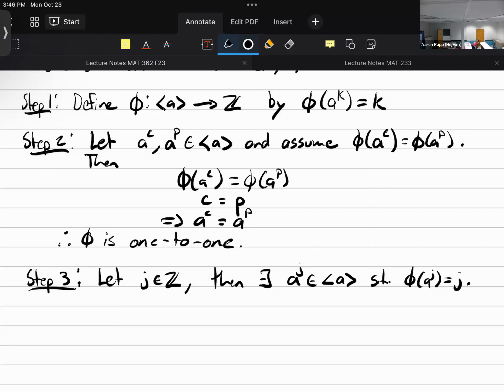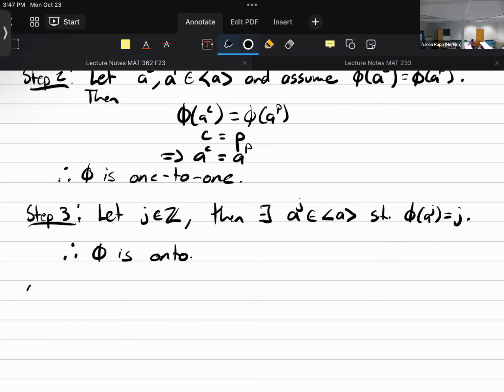And now this B is what? We've shown it's what? And the fun one, in my opinion, is to show that it's a homomorphism.